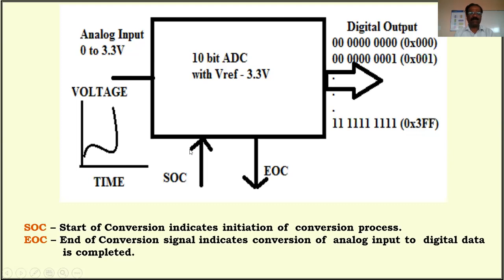So there will be SOC, start of conversion. Then there will be another thing called end of conversion. We can achieve this with the help of appropriate registers. It's also available within our ADC. That is how to initiate the start of conversion with the help of a register. And in the same manner, with the help of a register, we have to monitor the end of conversion. SOC means start of conversion, indicates initiation of the conversion process. End of conversion signal indicates conversion of analog input to digital output is completed. This indicates we have to initiate start of conversion.